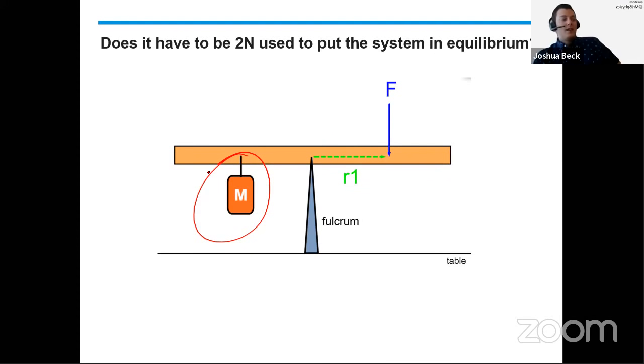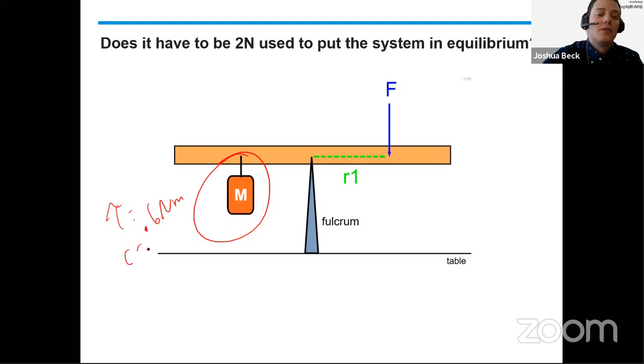Well, no. You see, the important thing isn't that I'm balancing 2 newtons with 2 newtons. The important thing is that this has created a torque, 0.6 Newton meters, in the counterclockwise direction. So I'm not really trying to balance out the 2 newtons. What I'm trying to do is balance out the 0.6 Newton meters worth of torque.